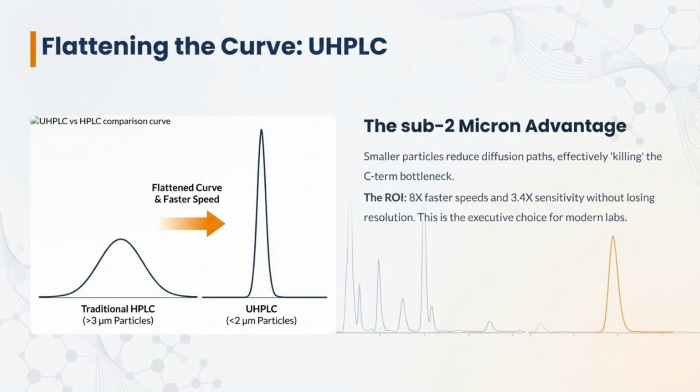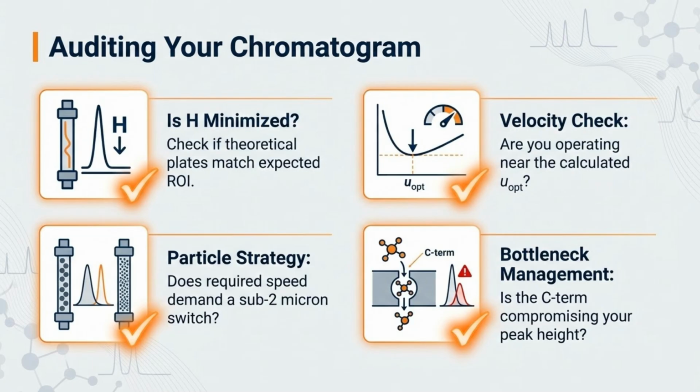This slide shows the hack that separates masters from operators. Look at the difference between the curves. With standard 5-micron particles, the C-term upward slope is very aggressive. But look at UHPLC using sub-2-micron particles. The curve becomes much flatter and lower. Because the particles are so small, the distance a molecule travels for the handshake is drastically reduced, effectively killing the C-term bottleneck. This gives you the license to run at 8 times the speed and 3.4 times the sensitivity without losing resolution.